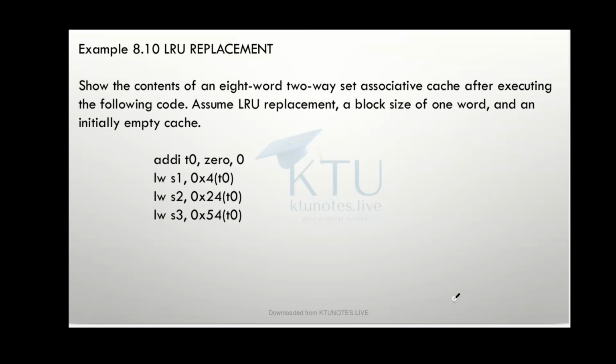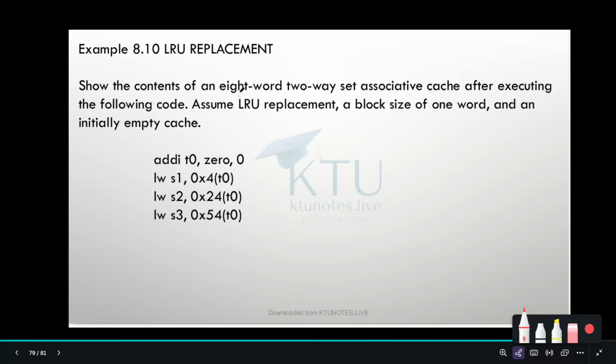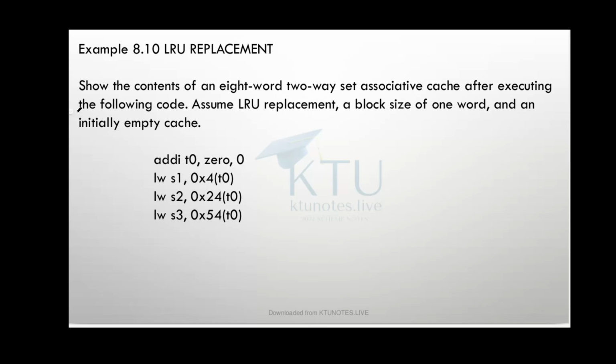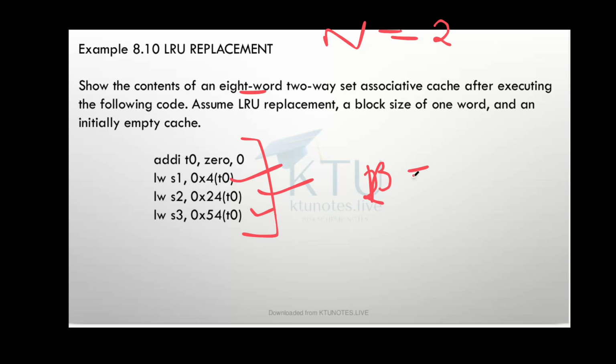Now there is an LRU replacement question. Show the contents of an 8-word two-way set associative cache after executing the following code. So this is an 8-word two-way set associative cache, and we are loading 0x4, 0x24 and 0x54 here. Two-way set associative means N is equal to 2. 8-word means the number of blocks is 8.